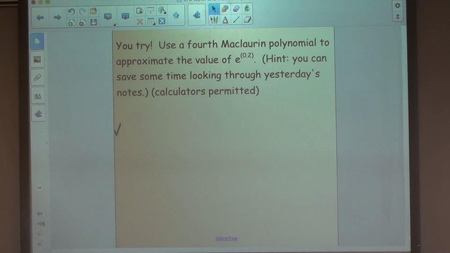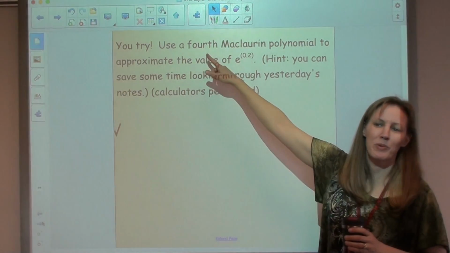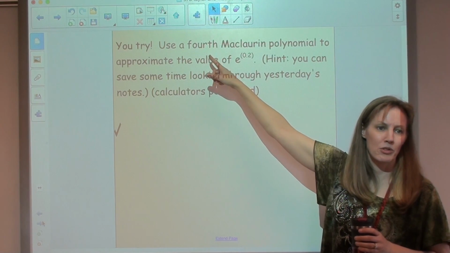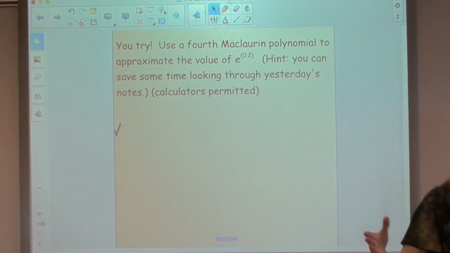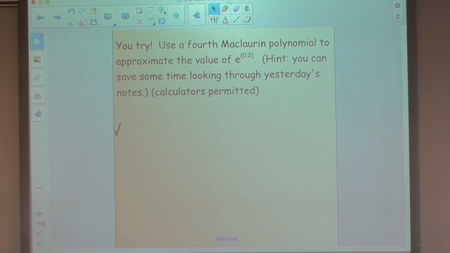Centered at 0. Wait, are we doing e to the x or e to the 0.2? Well, you have to have a function and then you're going to plug the 0.2 in. Oh, right? How do we know what number? Oh, wait, it's the fourth. N is 4. Sorry, my bad. Yeah, I'm sorry, it's written in words, not numbers, so that might have thrown you off. Yeah, guys, your N is 4. It's the fourth Maclaurin. Do it.